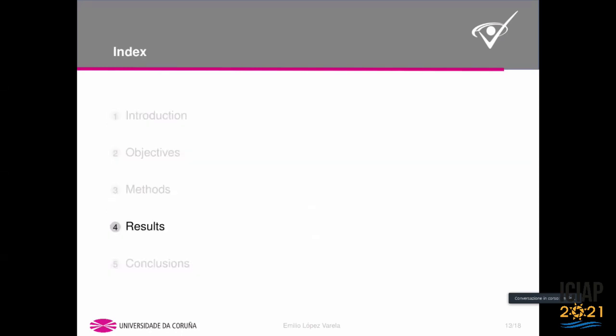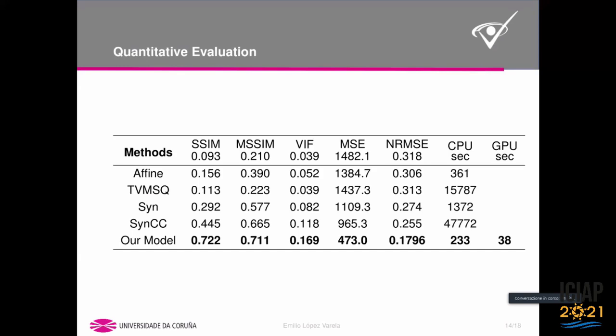So let's go with the results. Let's look at the results we have here in this table. In this table, you have the comparison of the different metrics obtained between our method and the baseline methods. As you can see, our network obtains better results in all the metrics used. Besides, it's more efficient in time.